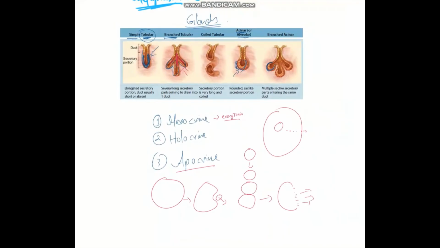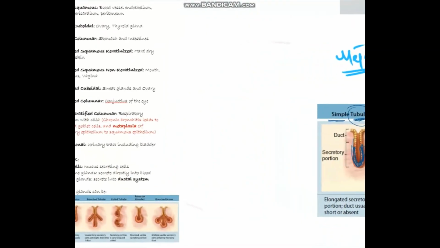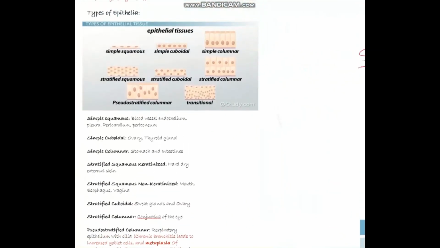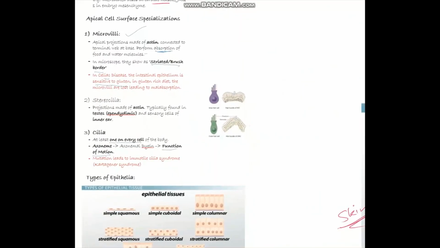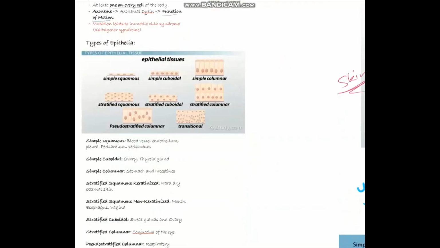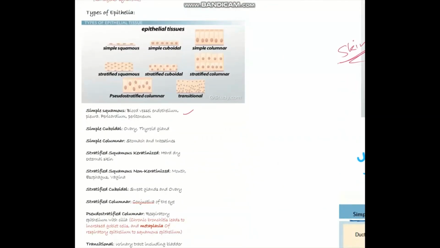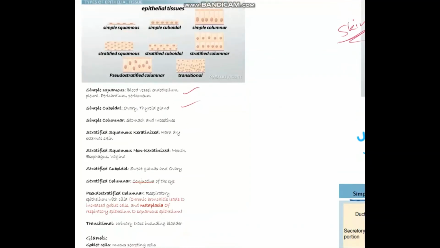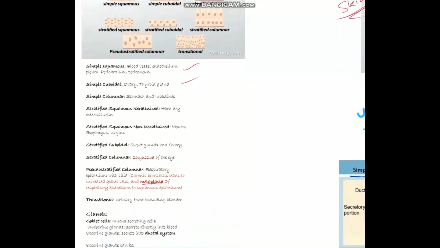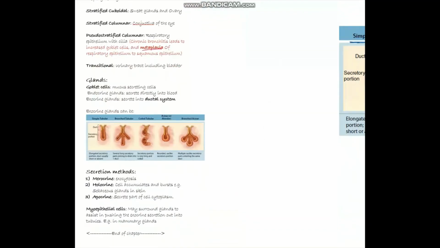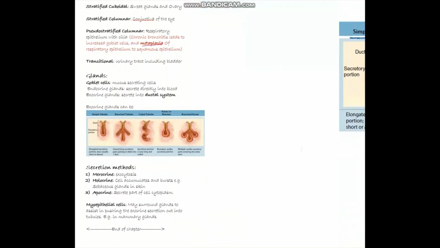And now congratulations, we have finished our first chapter. Now let's head over to our neat notes and see what we have studied today. Starting off with the apical cell surface specializations, we did the microvilli, stereocilia, and cilia, and then we did the types of epithelia and the examples of where these may be found, and we did the clinical correlate of the respiratory epithelium, the metaplasia, which is characterized by the conversion of one cell type to another, and then we did the glands and different secretion methods.